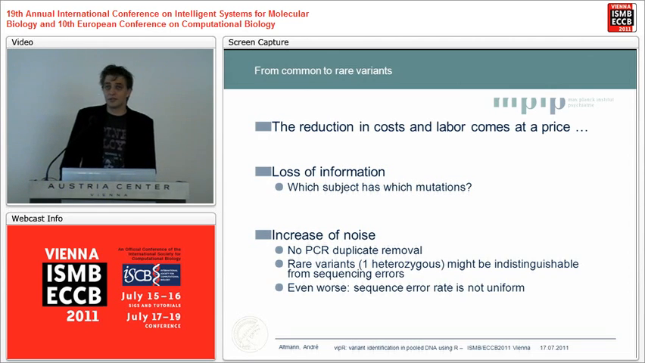A bigger problem is the increase of noise. First of all, you cannot do PCR duplicate removal because you have a pool of patients and you don't want to throw away most of the data you generate. And also, when you're looking for rare variants, which is ideally just one heterozygous allele in your pool, this might be indistinguishable from sequencing errors of the machine you're using. And this is actually the big problem, and it's even worse. The distributors give a sequencing error rate, but this error rate is not uniform, so it varies with what you're sequencing, where you're sequencing, and so on.